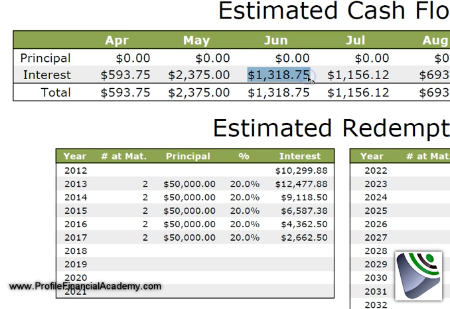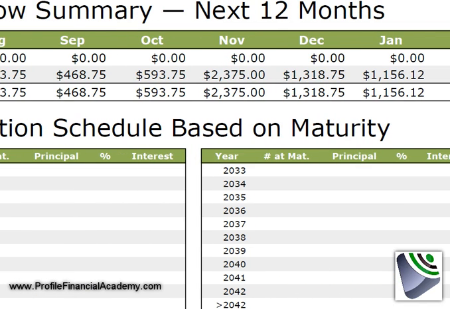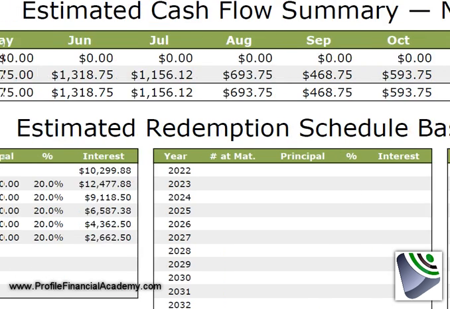And 6 months later, you'll see that the numbers are the same because all of the bonds that are on a 6-month cycle are going to pay at the same time. So let's look at that number in June, $1,318, and you're going to see that number again in December, $1,318.75. Then there's the maturities.